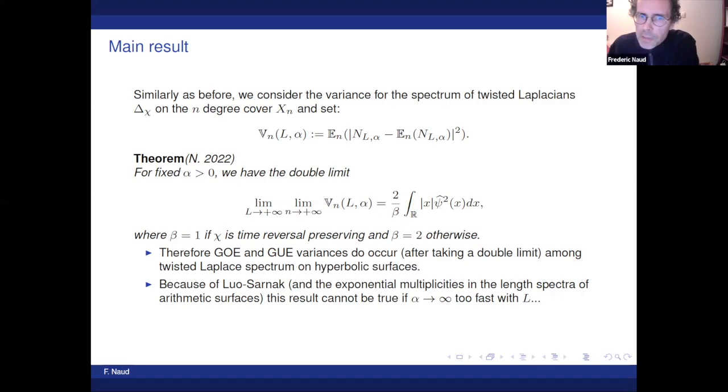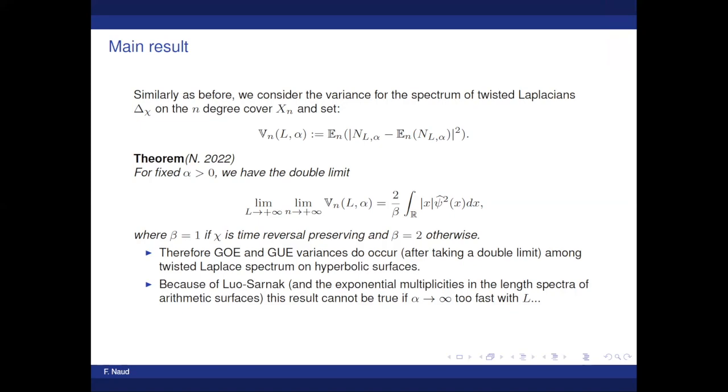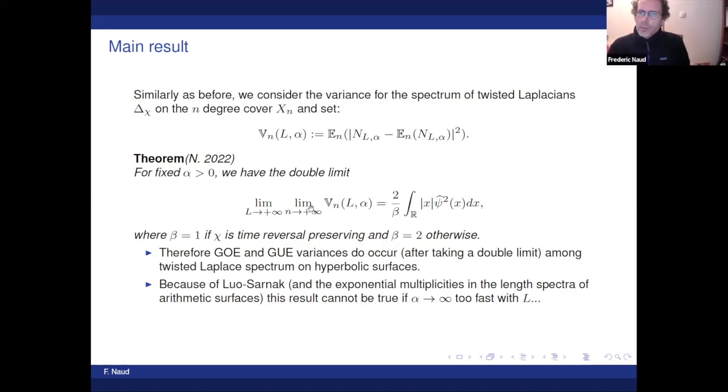Yeah, there are some remainders when you take the L limit. There are a bunch of remainders, but it's polynomial. On the other hand, the limit with respect to n, I don't know. It's more tricky. Excuse me, Frédéric.